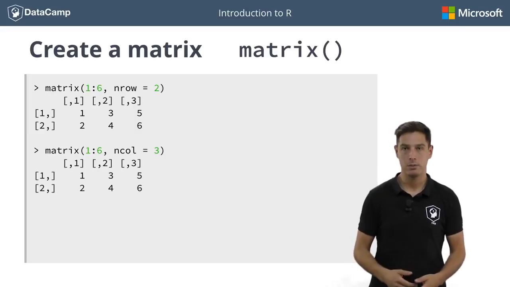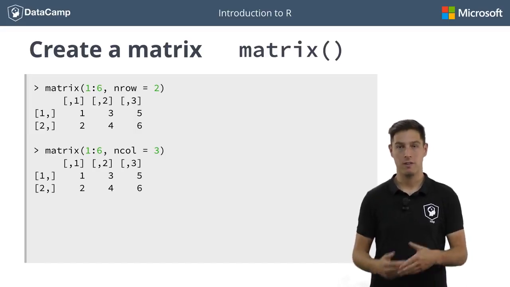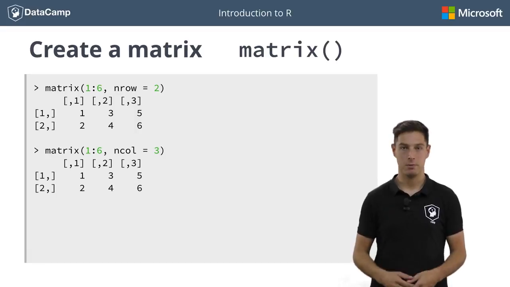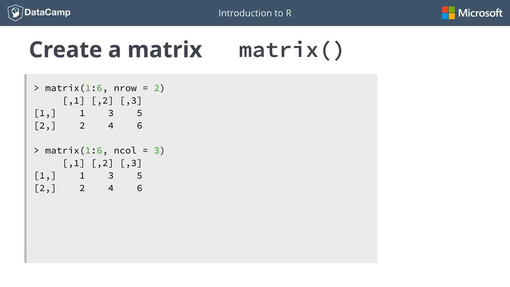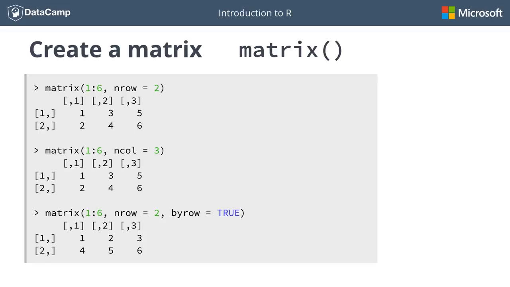In both these examples, R takes the vector containing the values 1 to 6 and fills it up, column by column. If you prefer to fill up the matrix in a row-wise fashion, such that the 1, 2 and 3 are in the first row, you can set the byrow argument of matrix to TRUE. Can you spot the difference?